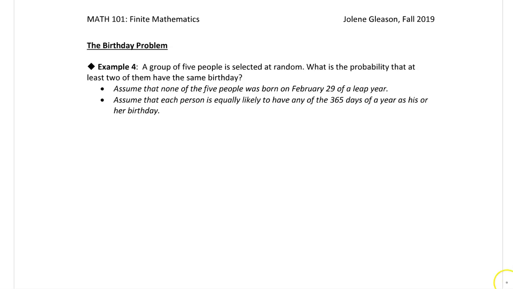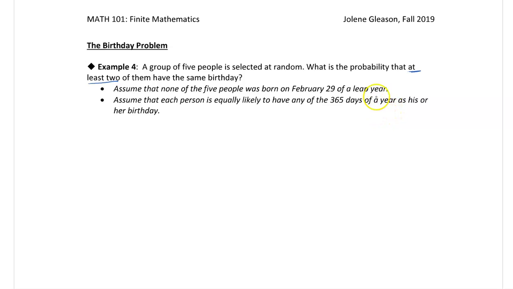So we're dealing here with a low number of people. A group of 5 people selected at random. The question is, what is the probability that at least 2 of them share a birthday? We're going to assume that none of the 5 people was born on February 29th of a leap year, and that each person is equally likely to have any of the 365 days in a year as his or her birthday.